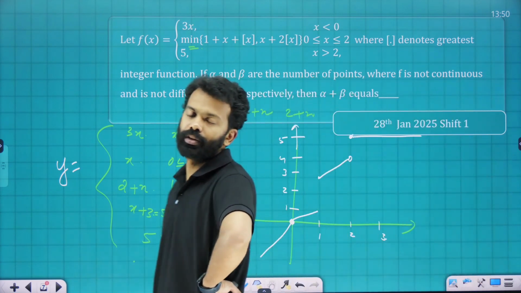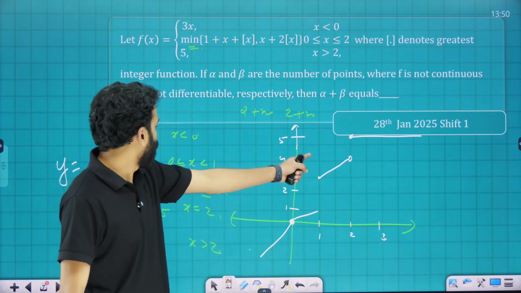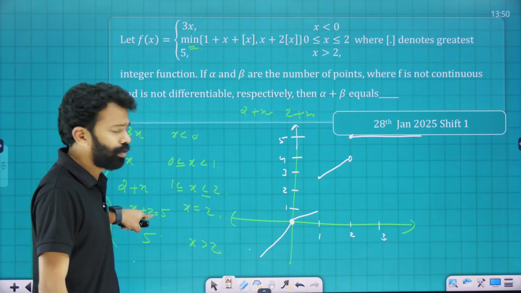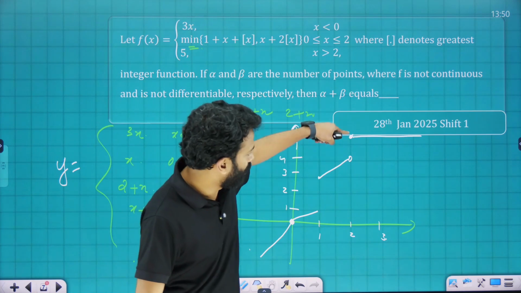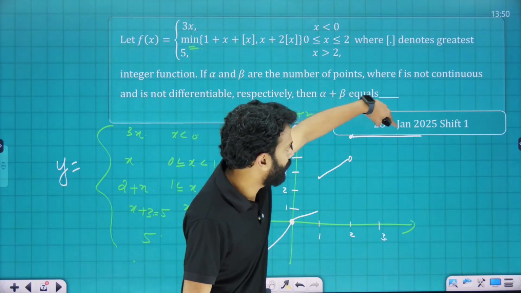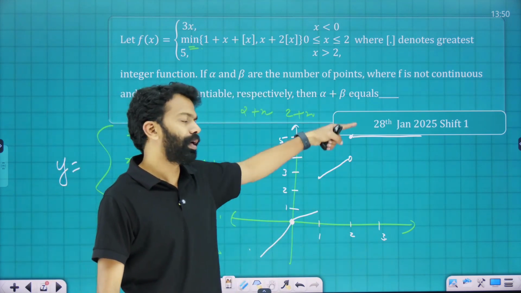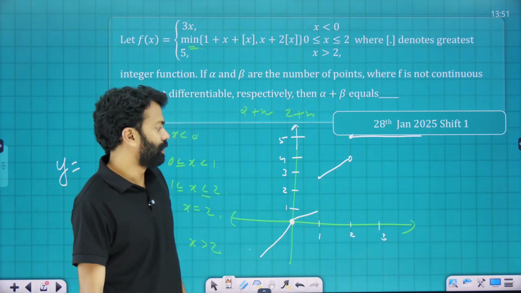So, at how many points is it not continuous? The graph will be like this: 3x, and after that it is 2 plus x, and after that actually it is 3 plus x, but I have not drawn the value. What is 3 plus x when x is equal to 2? 5. Therefore, I put 5 here. When x is greater than 2, y is equal to 5, which means y is a constant, a line parallel to the x-axis, that's all.